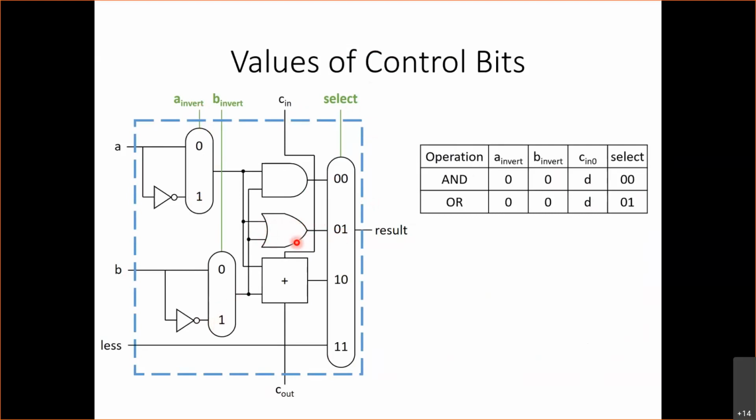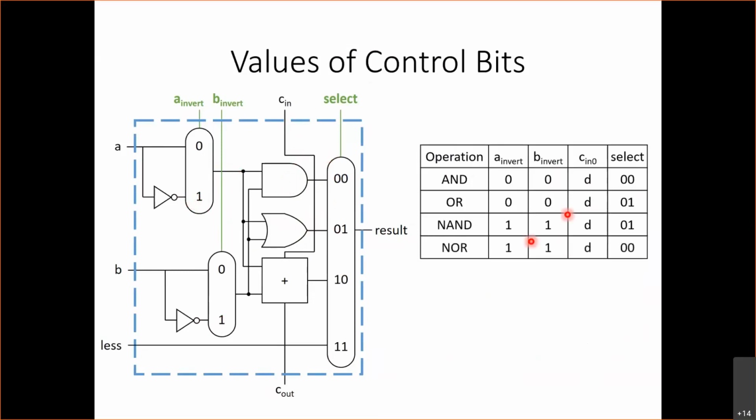What about NOR? Right, exactly. A NOR gate is an AND gate with inverted inputs. So I'm going to select the AND gate here, but then I'm going to invert the inputs. I'm going to set A invert and B invert to 1 and 1, and CarryIn is going to be 0. So this is NAND and this is NOR. 1, 1, 0, 1 gives me NAND, and 1, 1, 0, 0 gives me a NOR operation.